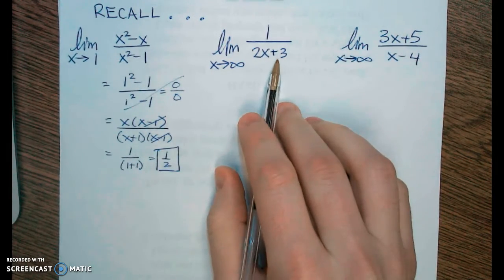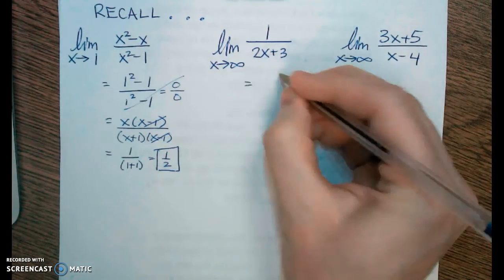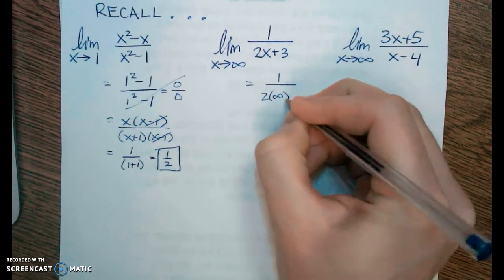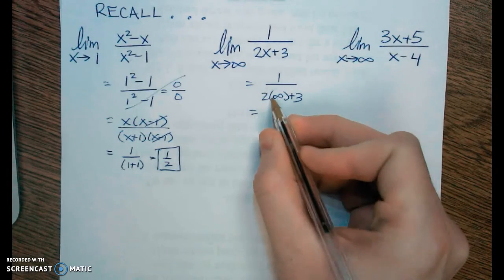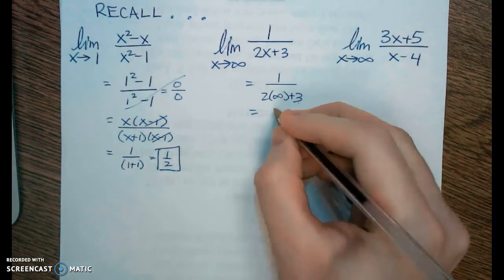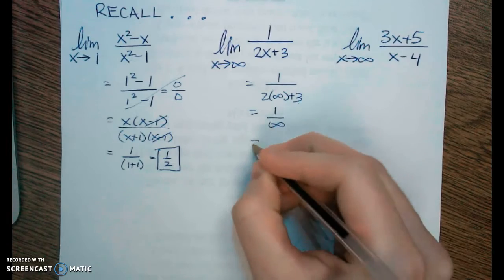Here, if I plug in infinity, I get 2 times infinity, which is infinity, and infinity plus 3, just a bigger infinity, so we get 1 over infinity, which is 0.